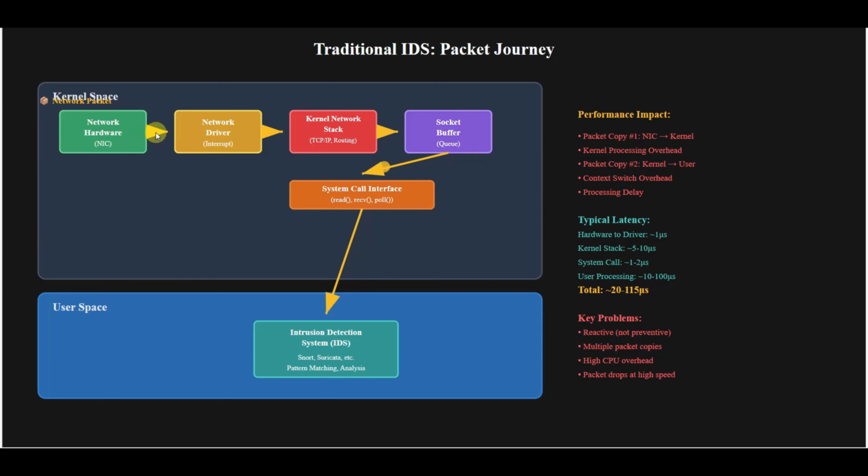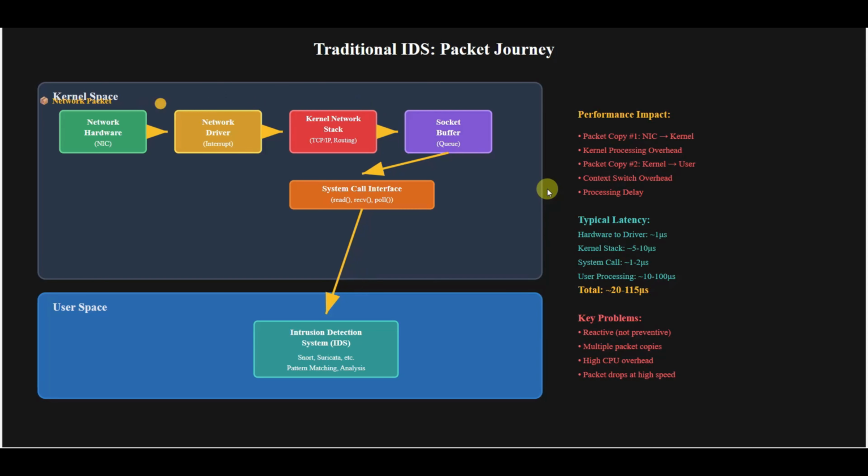First, the kernel copies the packet from the network interface into kernel memory. Then it processes it through the entire network stack, where IP routing, connection tracking, and firewalling take place. Finally, it copies the packet again into user space through a system call, where the intrusion detection system finally sees it and acts. This means that a packet gets copied at least twice, there is a context switch between kernel and user space, and it is processed only after it has been handled by the network stack.